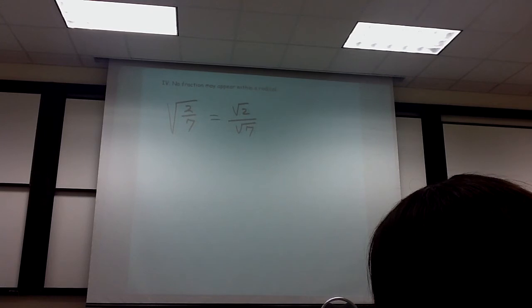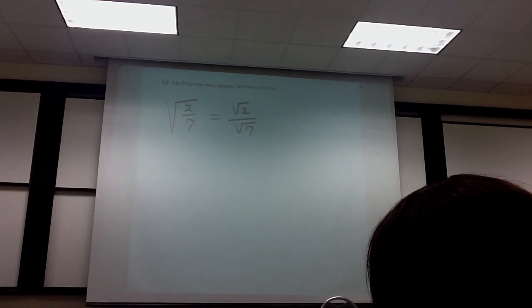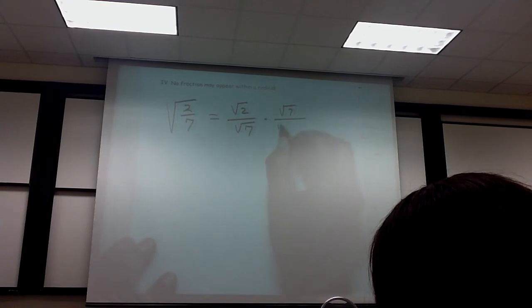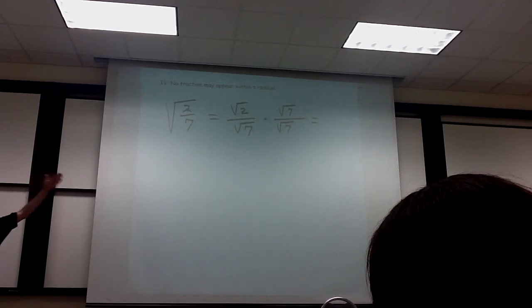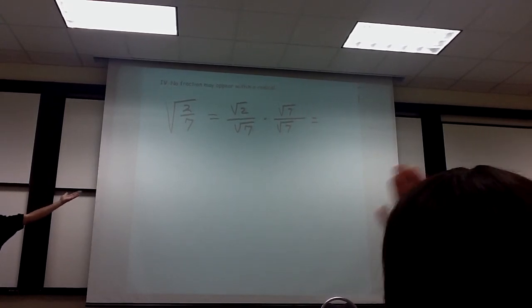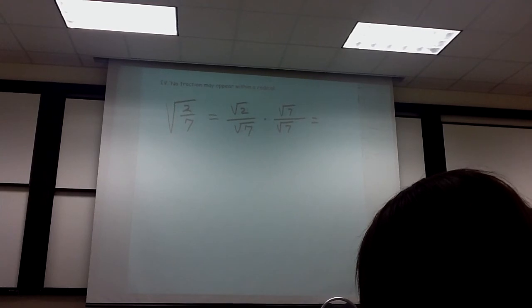Uh-oh. But we created another problem, right? We now have a radical in the denominator. But we're not confused. We know exactly what to do. What do I multiply top and bottom by here? Square root of 7. So you resolve number 4 by creating a number 3 problem, and you can resolve that easily by multiplying top and bottom by that denominator.